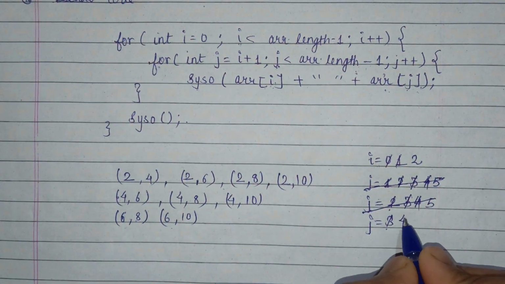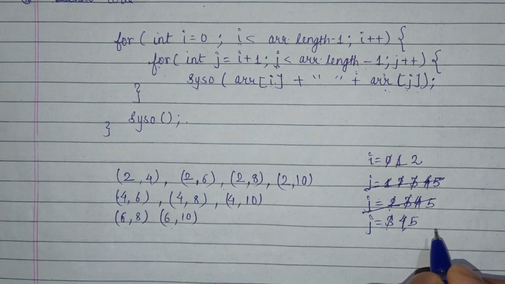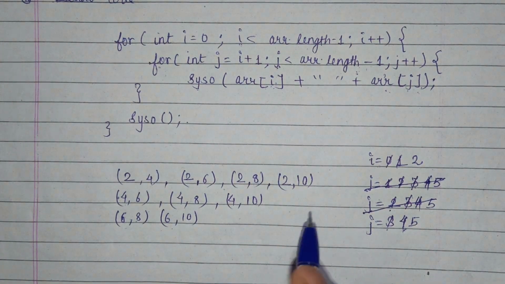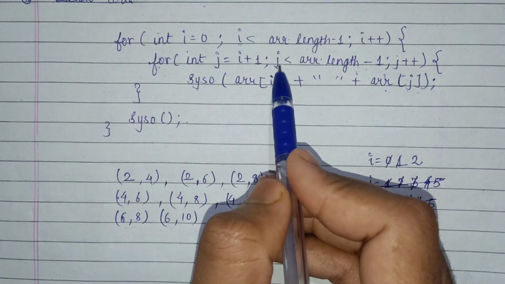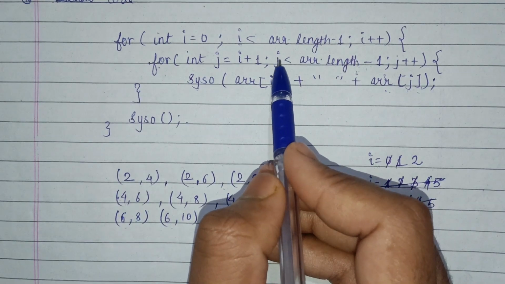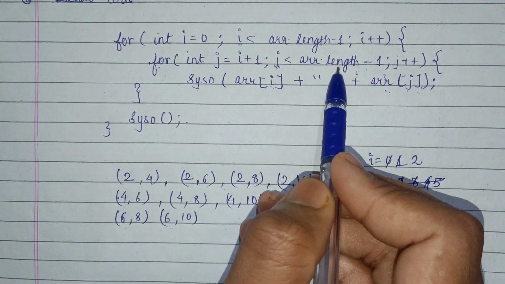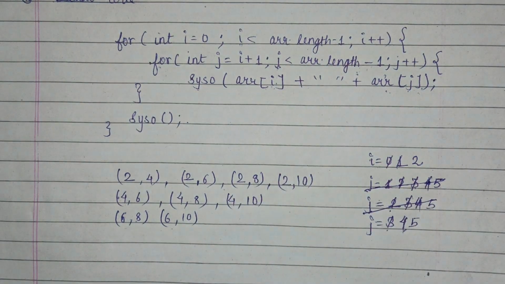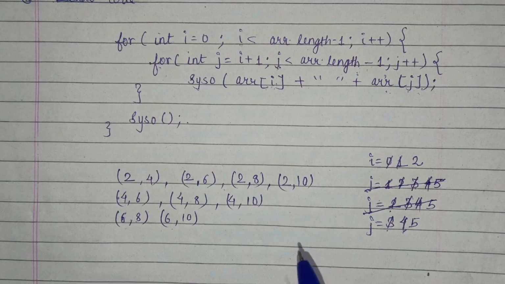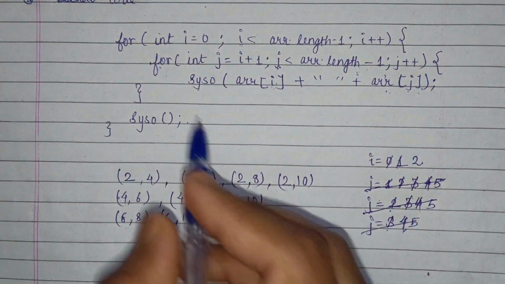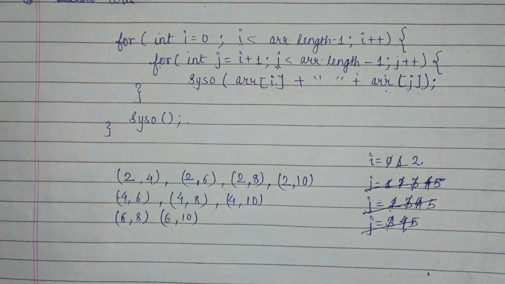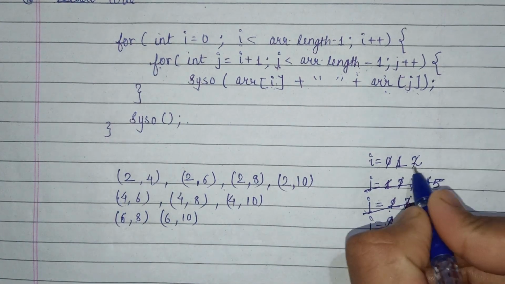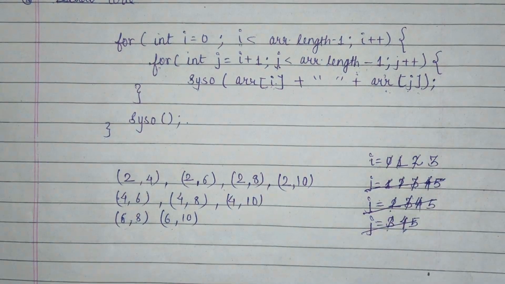Now j value gets updated. Now j value has become 5. Okay, now it will compare with the array length. Is 5 less than array length, which is 5? Obviously no, and the inner for loop gets terminated, and i value gets updated. Okay, i value has become 3.